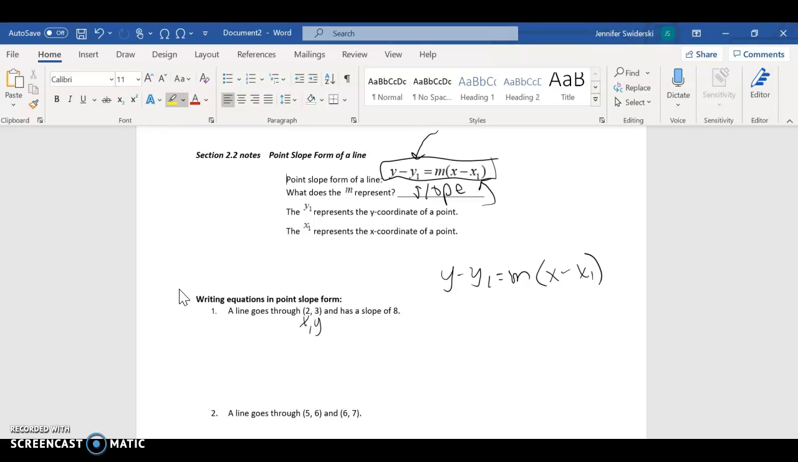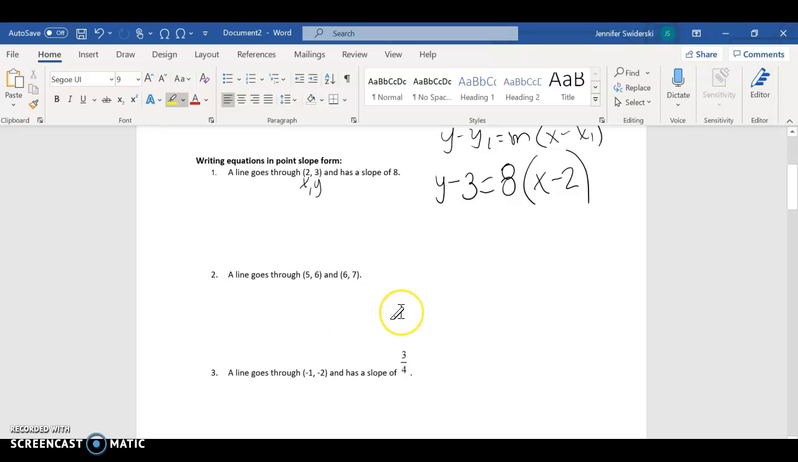The equation in point slope form will be y minus y1. Well, my y coordinate was 3, so y minus 3 equals, my slope was 8, times x minus x1, which was 2. So we're literally just plugging in points. We're really just moving around our equation to help us out, and we'll go over why this is going to help us later in this chapter.